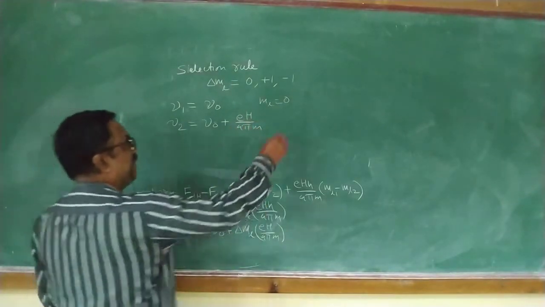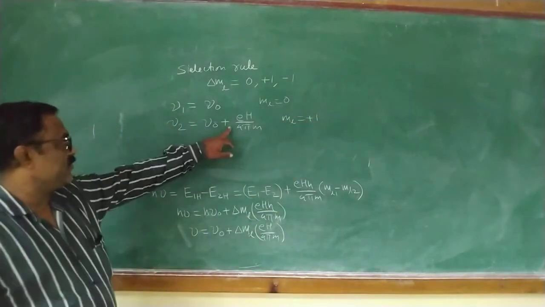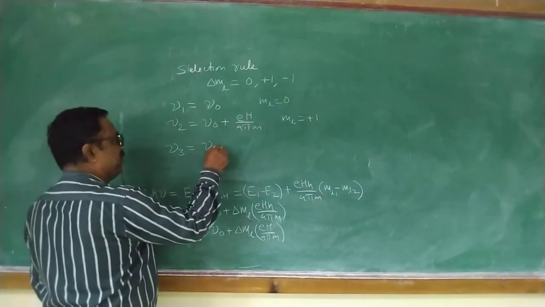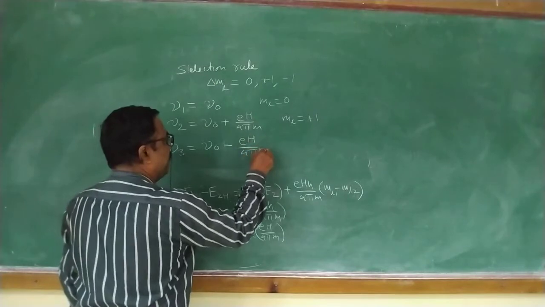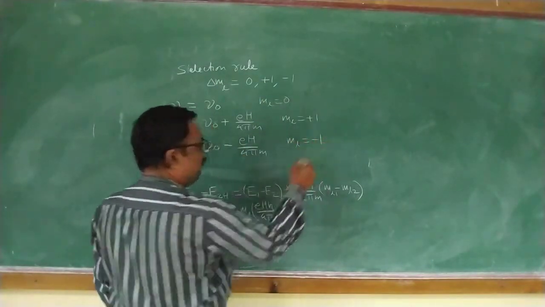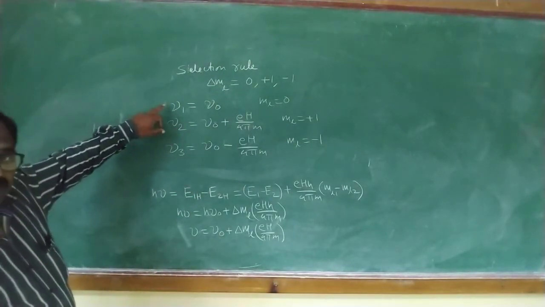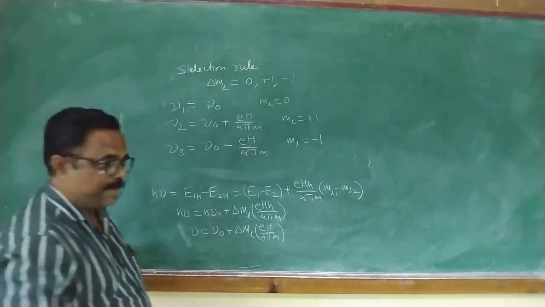When we take delta ml as equal to +1, that is nu 2. Nu 3, the third frequency, is nu 0 minus EH by 4 pi m, when we take delta ml as equal to -1. In this way we get these three frequencies here.